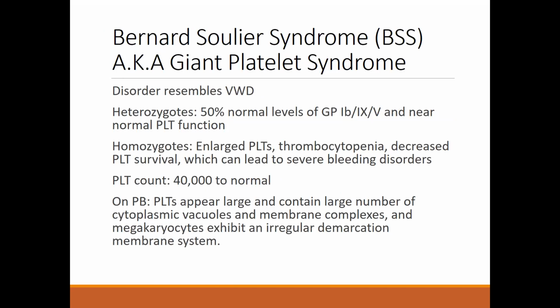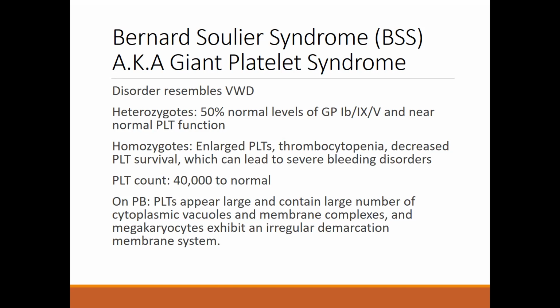This condition actually resembles von Willebrand's disease. I don't know if you guys remember from the last lecture on Friday, we talked about the different types of von Willebrand's disease and what is happening. This is also an inherited disorder. Heterozygotes have 50% normal levels of glycoprotein 1b-9-5 and near normal platelet function, but homozygotes, on the other hand, see the clinical issue where they have enlarged platelets. They do end up having thrombocytopenia, which is decreased platelet counts, decreased platelet survival, all of which lead to severe bleeding disorders.